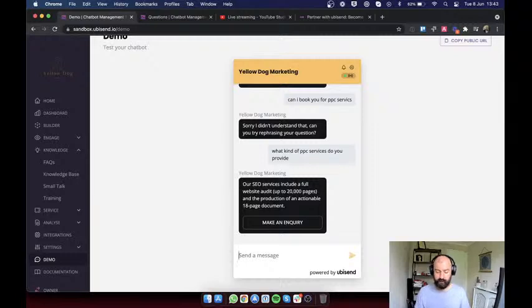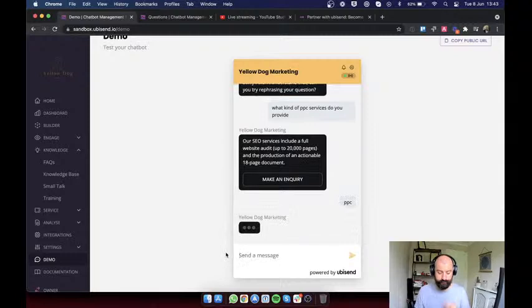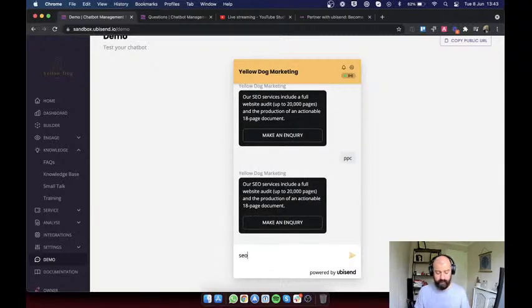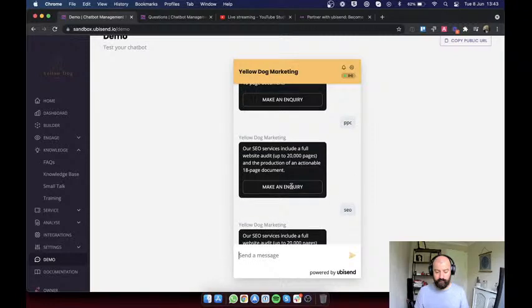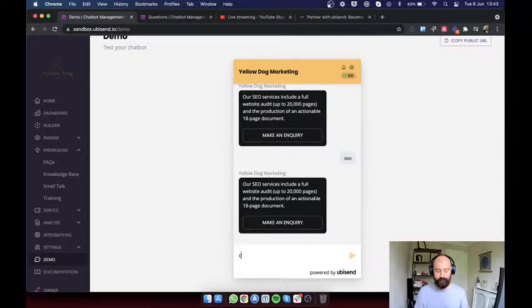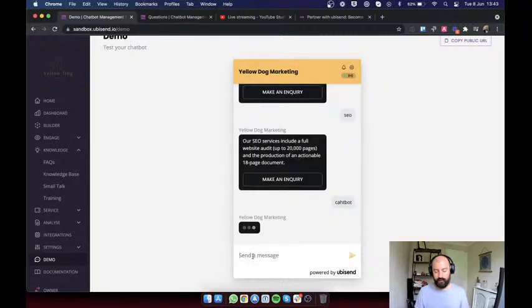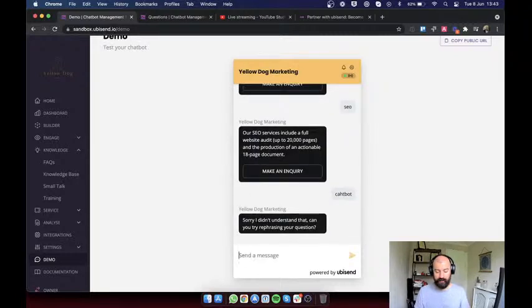Let's try just keywords. So if I just send PPC, okay, SEO. Oh, sorry, PPC didn't pick it up properly. It picked up the SEO. Sorry, I misread. Chatbot. Oh, I can't write, and then I send too quickly.